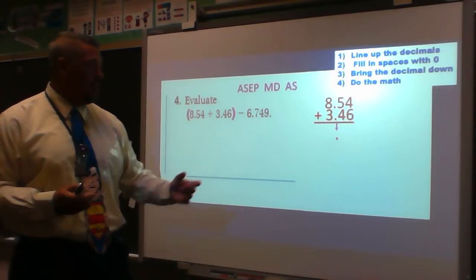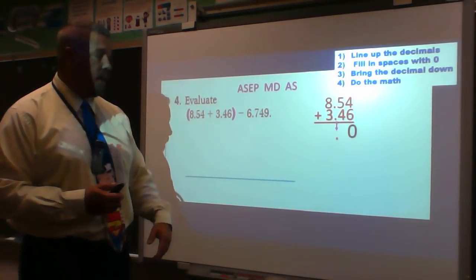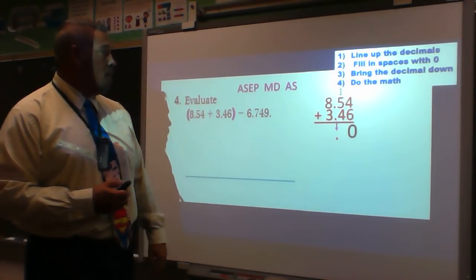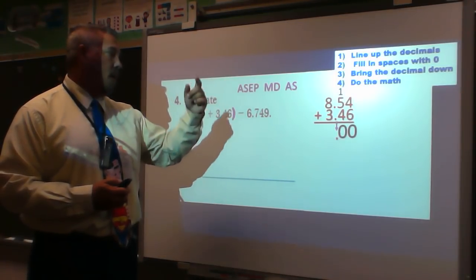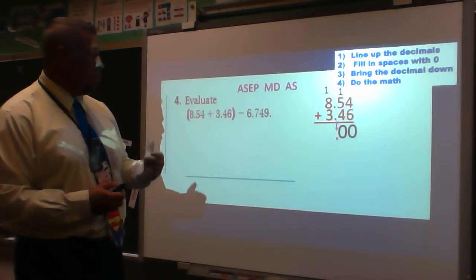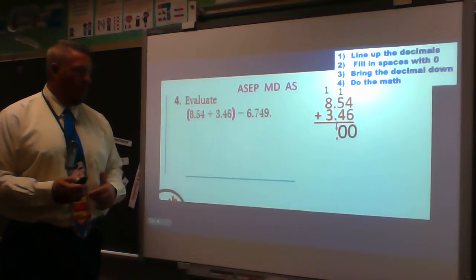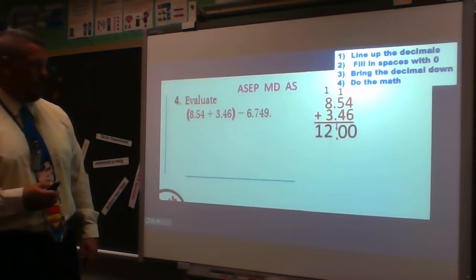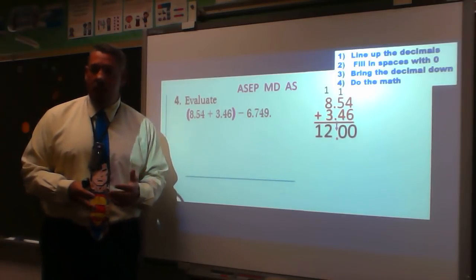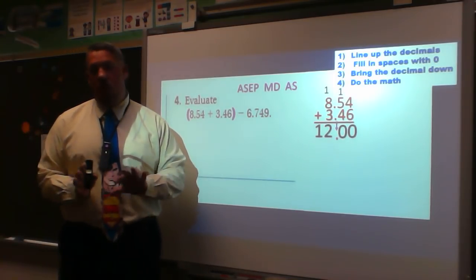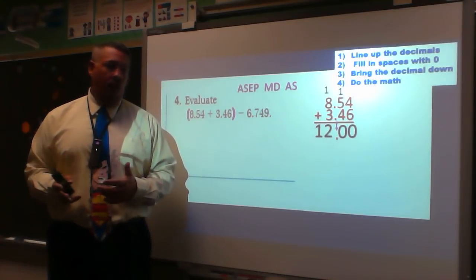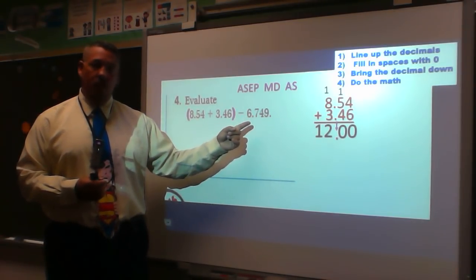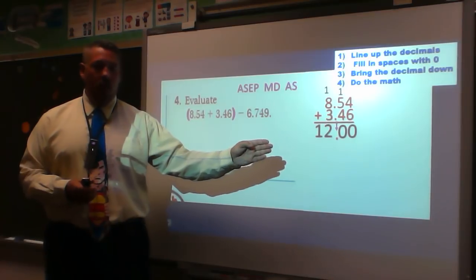When I add, 6 and 4 is 10. I carry my 1. 5, 4, and 1, that also makes 10. So I carry my 1. And 8 plus 1 plus 3, well, that's going to give me 12. Now, if that was my answer and it wasn't money, I want to drop off my decimal and my zeros and just give my whole number. However, I still have math to do, so I'm going to keep it exactly the way it showed.